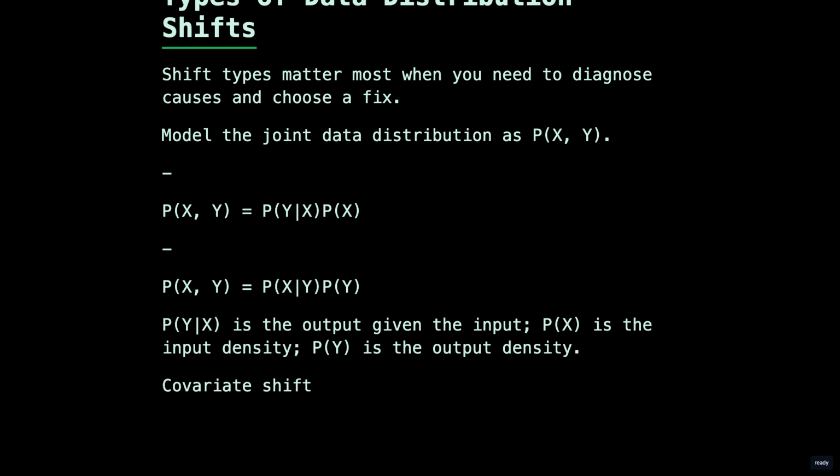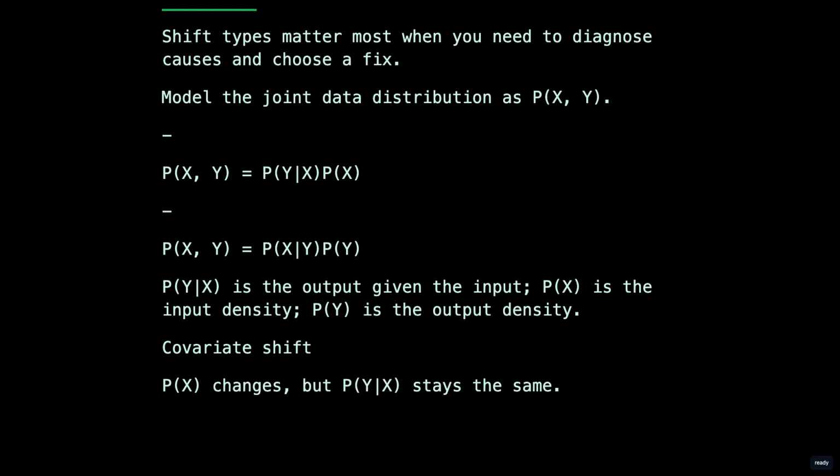Covariate shift means the input side of the problem changes while the conditional relationship from input to output stays stable. The feature distribution moves, but the rule connecting features to labels does not. That distinction matters because the model may face a different mix of inputs, even though the underlying labeling rule is unchanged.